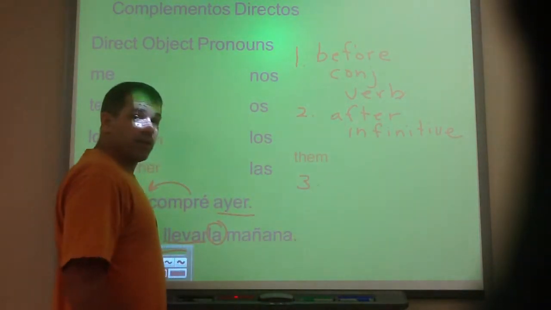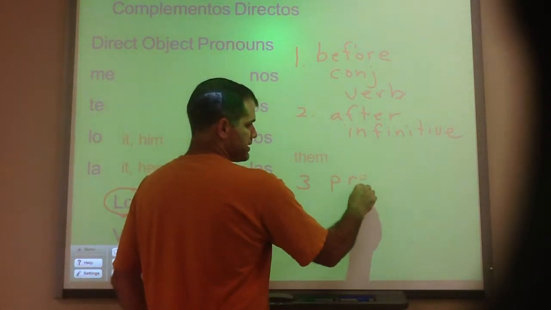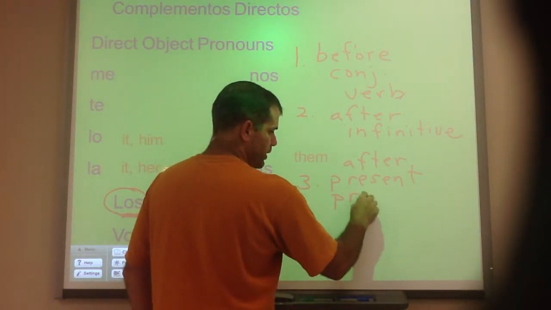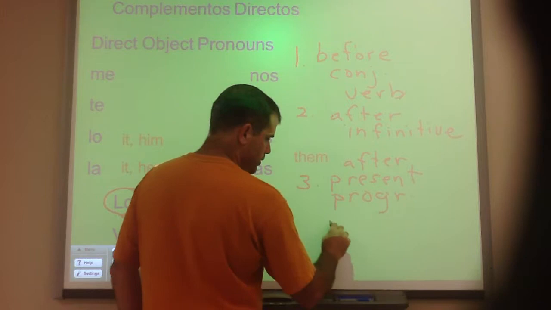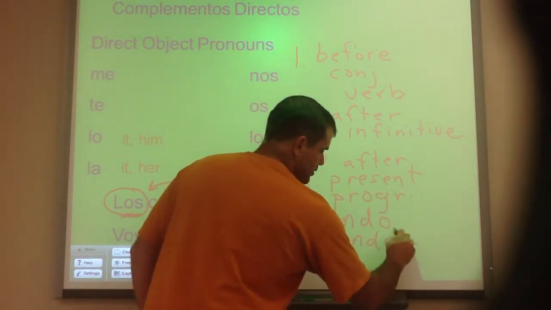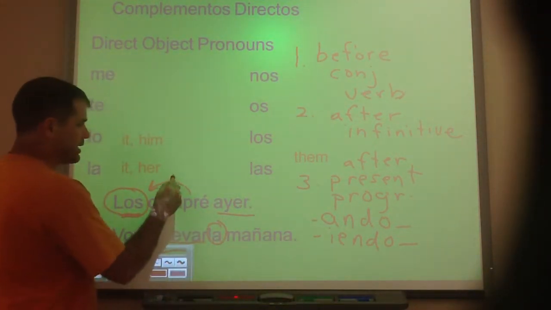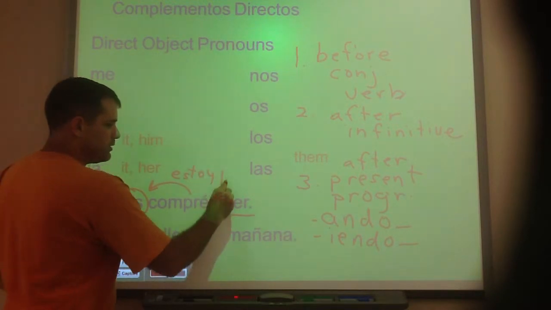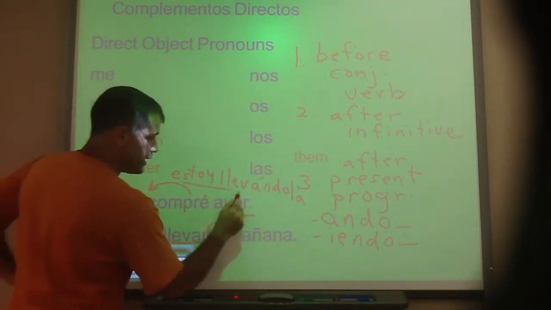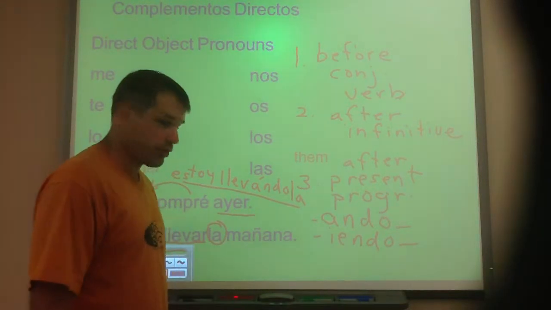And the third place we have mentioned in book 1 as well, first semester, is it can go on the end of a present progressive participle. So we'll say after again, after a presente progresivo participle. So after an ando or yendo form. So we can attach it right on the end of those as well, ando or yendo. So instead of saying voy a llevarla, I could say estoy llevándola. Remember, we have to write in an accent mark. Estoy llevándola. And that all becomes one word. And I can attach that direct object pronoun right on the end of an ando or yendo form as well.